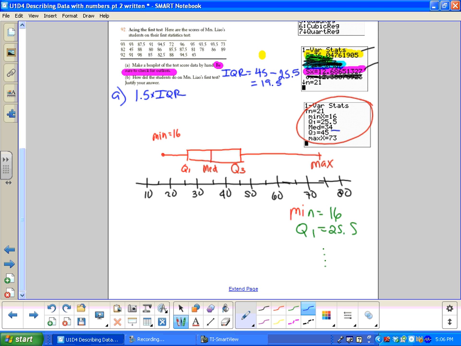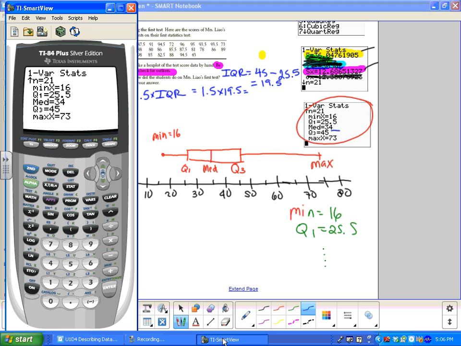Okay, so 1.5 times my IQR is going to be 1.5 times 19.5. And we get, they don't tell you exactly what this is. Oh well, we'll just do the math. 1.5 times 19.5 is 29.25.